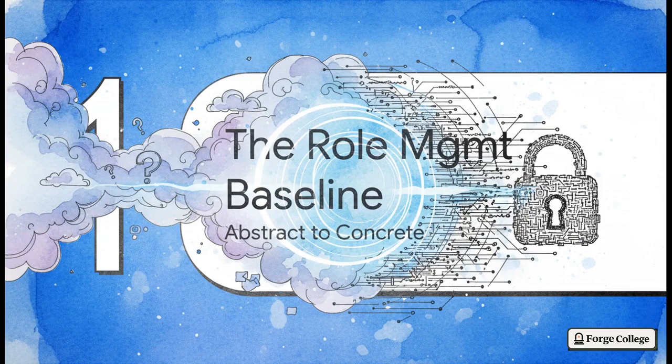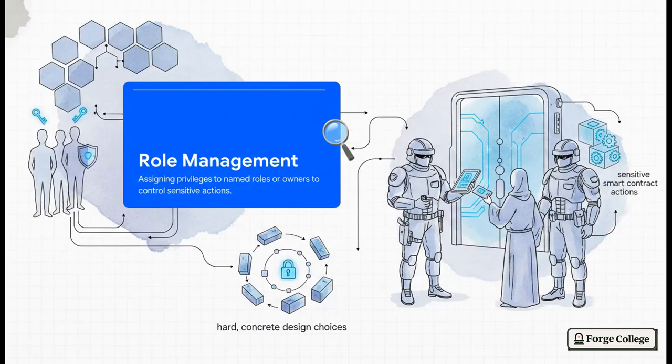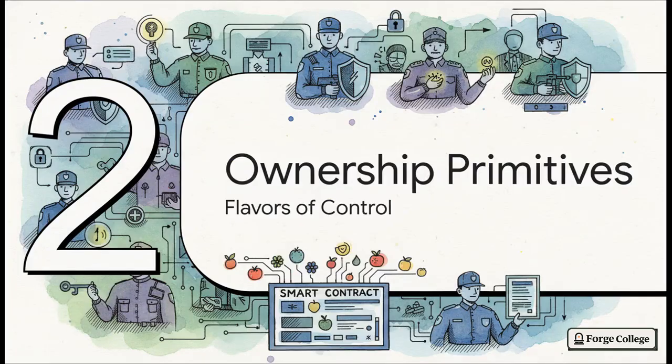All right, Section 1, the role management baseline. Let's transition from that fuzzy, abstract idea of least privilege into some very concrete code paths. So what exactly is role management? Well, it's the process of assigning privileges to named roles, or maybe a single owner account, to control which addresses can perform sensitive smart contract actions. And honestly, this brilliantly illustrates how we turn the concept of who do we trust into hard, concrete design choices. Think of it kind of like hiring digital security guards. You're explicitly checking IDs at the door of your most critical functions.